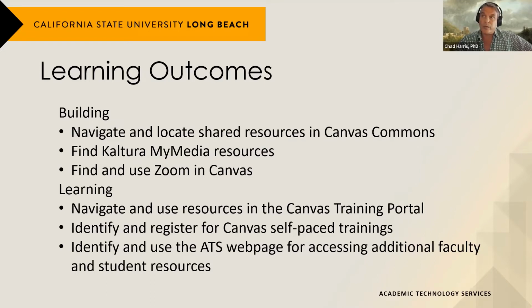So in terms of what we're going to cover today, it's fairly basic. We're going to cover a couple of building issues like navigating and locating shared resources in the Commons, that you can use Commons for material to help build. We're going to look at Kaltura My Media resources, and show you how to use Zoom in Canvas. Canvas has a much finer integration of Zoom, and then some other learning resources like navigating and using resources in the Canvas training portal, registering for Canvas self-paced trainings, and then the ATS webpage for accessing additional faculty and student resources.